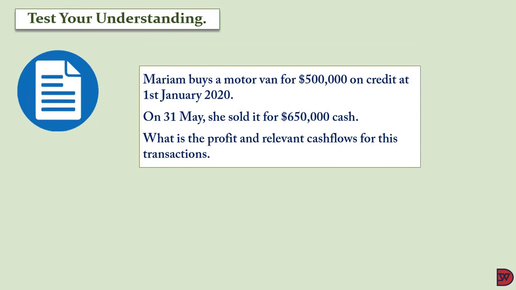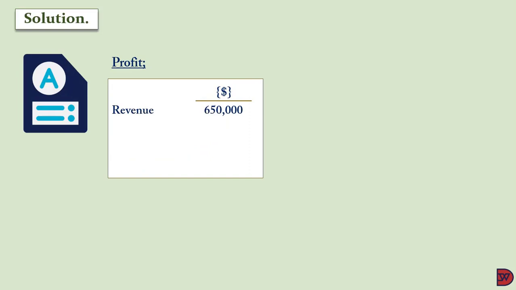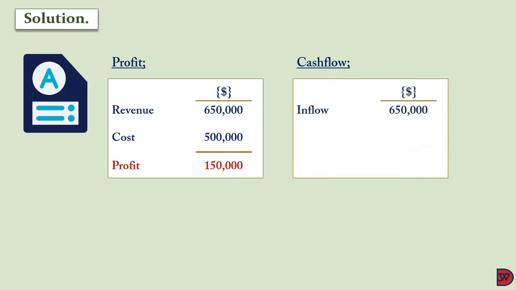Miriam buys a motor van for $500,000 on credit on 1st January 2020. On 31st May, she sold it for $650,000 cash. What is the profit and relevant cash flows for this transaction? Solution: the profit will be revenue of $650,000, even though it was made on credit. The cost is $500,000. So the asset was sold for more than how much it cost. So there will be a surplus of $150,000. The cash flow, on the other hand, will be an inflow of $650,000 because it was made for cash.